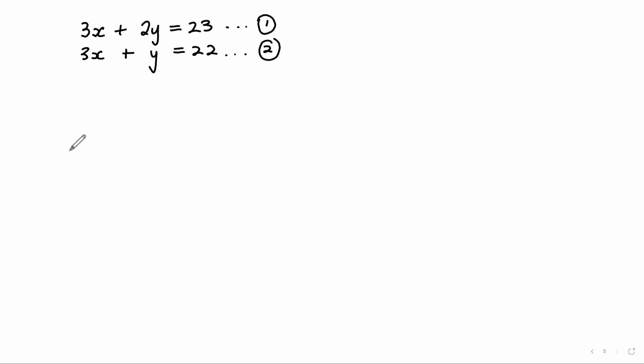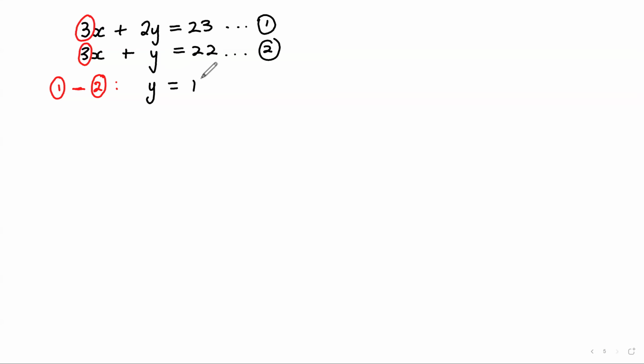Guys, notice that the coefficient of x in this case is the same. And it's not 1, it's 3, right? It doesn't matter. It doesn't have to be 1. It could be any number, all right? And it could even be negative. But in this case, they're both positive 3. So once you have the same signs with the same coefficients, you subtract the equations. So I will say equation 1 take away equation 2, and that would give me 3x take away 3x is 0, 2y take away y is y, and then 23 take away 22 is 1. So that's it. That's the solution for y there. There's nothing else to work out.